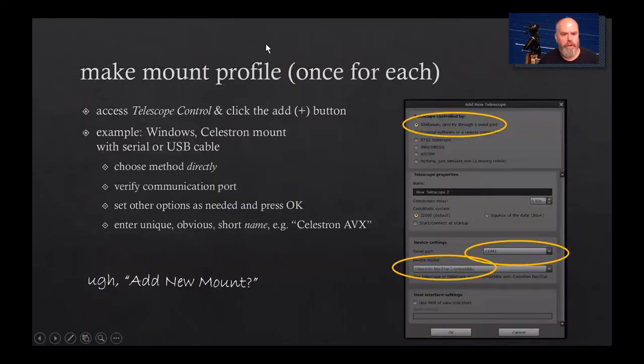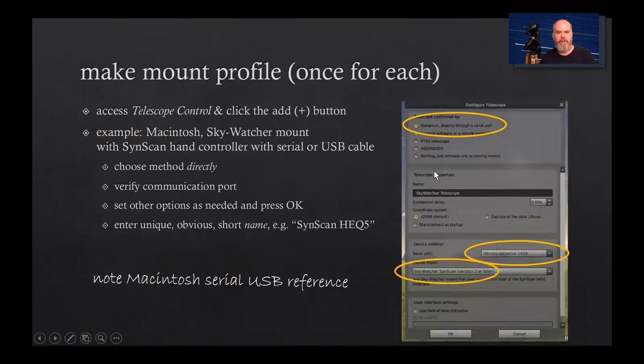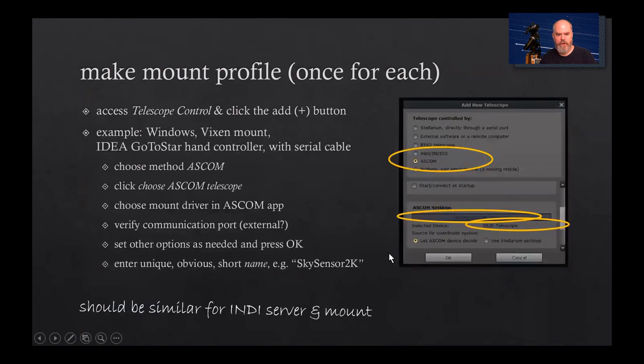So I wanted to go through a couple of profiles. There's an example of a Celestron. That's easy. There's an example from the Mac. And we choose our serial port, and the example is a SynScan Skywatcher. Here's an example of ASCOM, a few more steps, but good profile set up, ready to go.